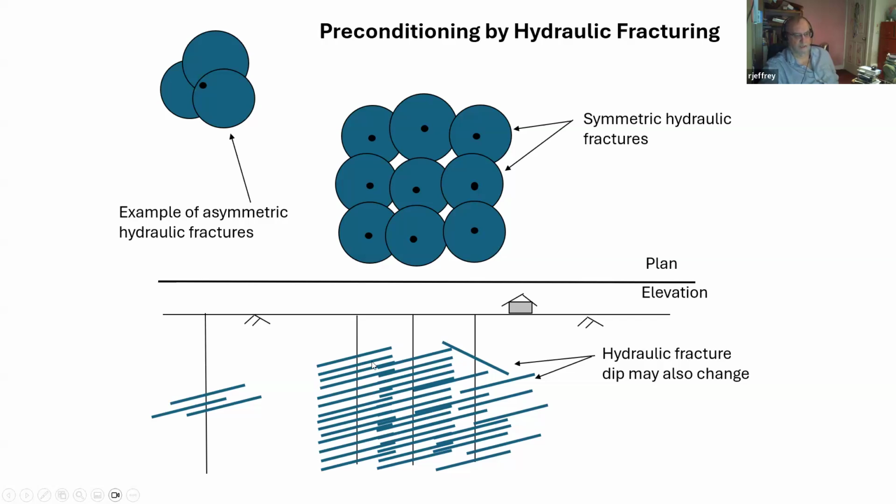But the design was to drill vertical boreholes and then place a series of closely spaced hydraulic fractures along each borehole at 2.5 meter spacing, with the borehole spacing being 50 meters from borehole to borehole. So this is a plan view of what the array looked like and the elevation view.